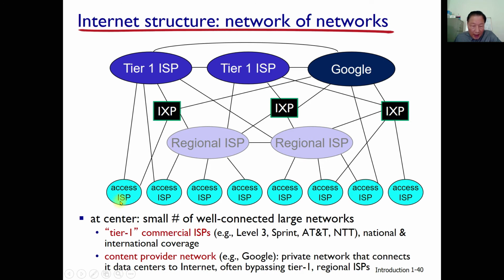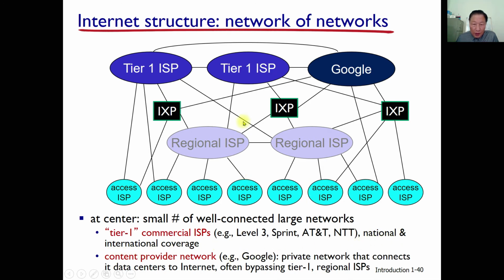And here this is access internet service providers like KT or SK Telecom or Bell Atlantic in the United States, or Southwestern Bell or Pacific Bell, like that. And at the center, a small number of well-connected large networks. And tier 1, that is commercial internet service providers: Level 3, Sprint and AT&T, NTT. This one is Japanese, like KT, Nippon Telephone and Telegraph, with national and international coverage.